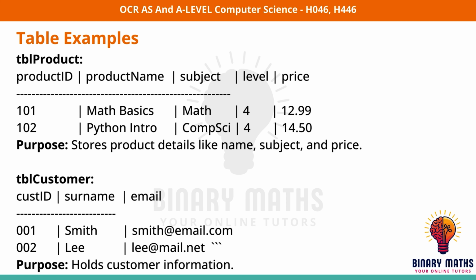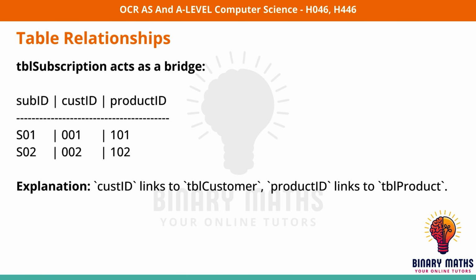Let's have a look at the tables that we've been using. The table product. This table stores product details like an inventory list. Table customer. This holds customer information similar to a contacts list. Table subscription. This acts as a bridge linking customers to their subscribed products using IDs. And on this screen, we can see the table relationships between all the tables mentioned earlier.